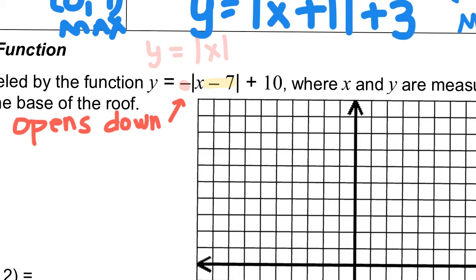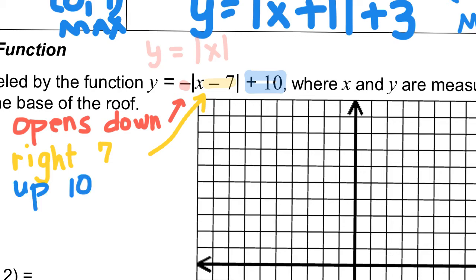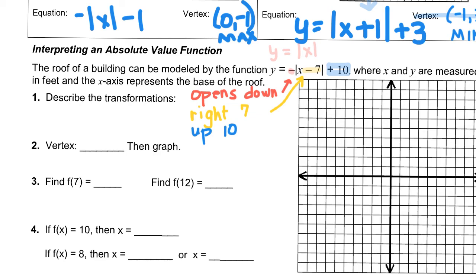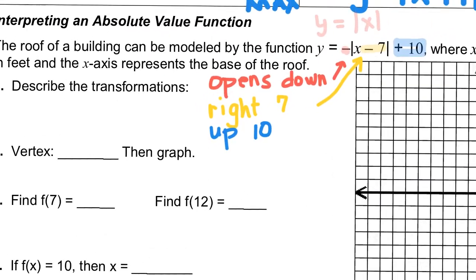That means it went right 7. Now the +10 outside of the absolute value bars. That means that we went up 10. Now to graph this function efficiently, we need to determine the vertex.